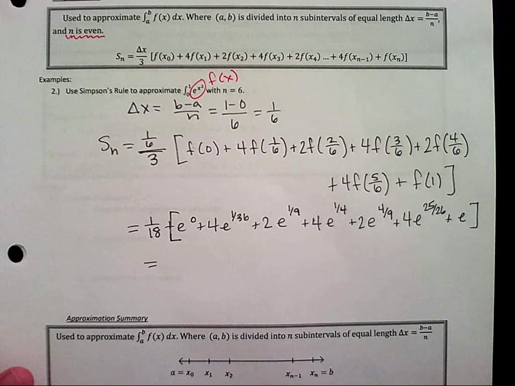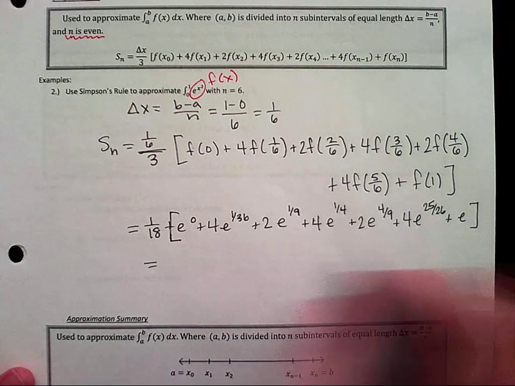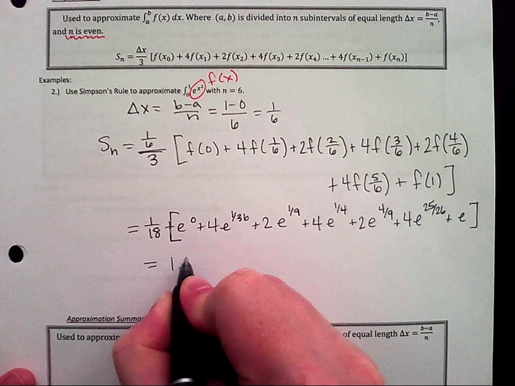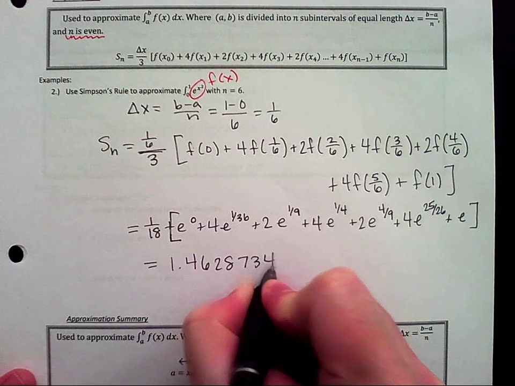Since we won't have a calculator on the next test, will we just write it out today and stop? Seems like we might need one. Huh? I'm sure everybody is. All right, so I did my calculator, 1.46287345.